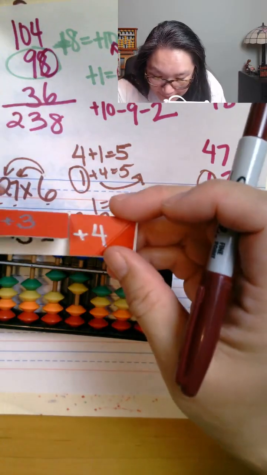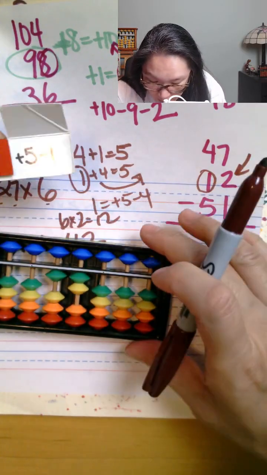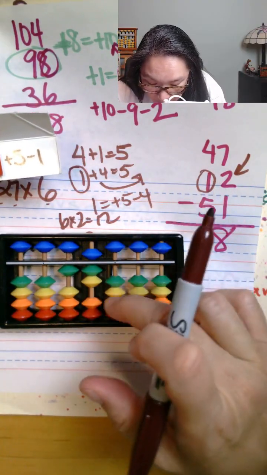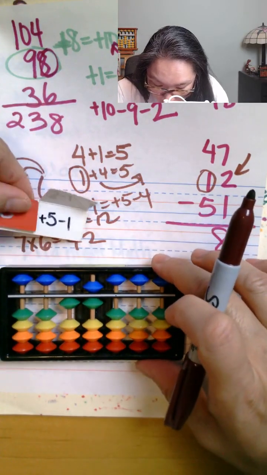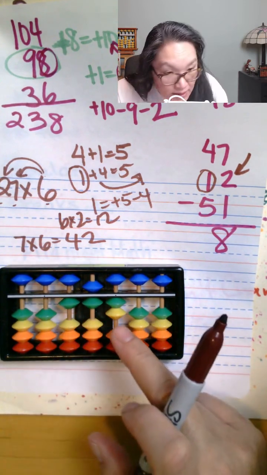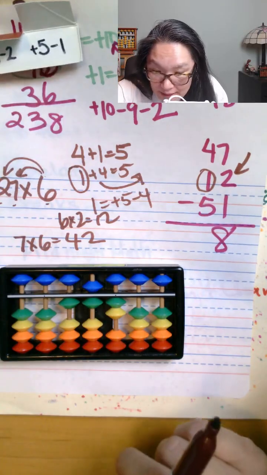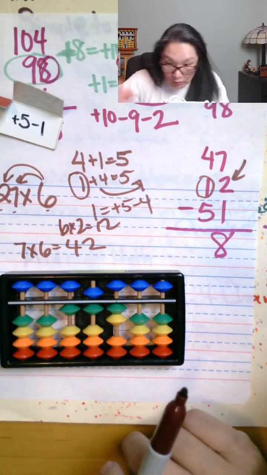That's my little handy thing. So plus 4 is equal to plus the 5 minus 1. So I'm going to plus the 5. I'm going to take away the 1. And then I'm going to add my 2 because it's 42. So my answer is 162. So that is multiplication.